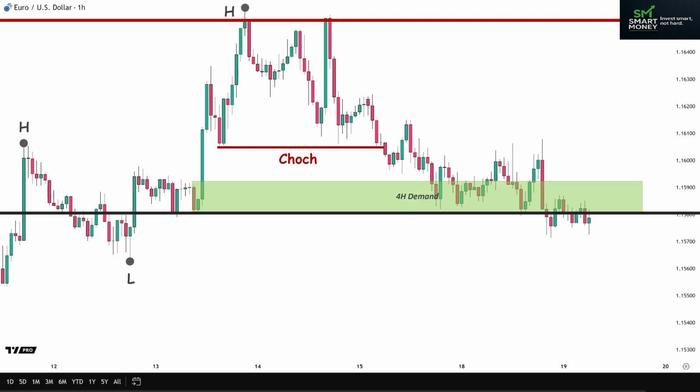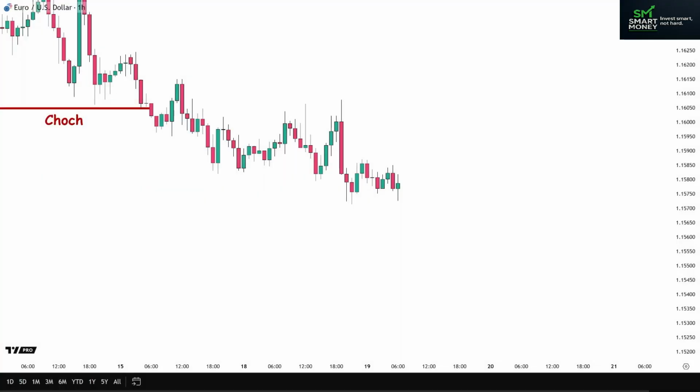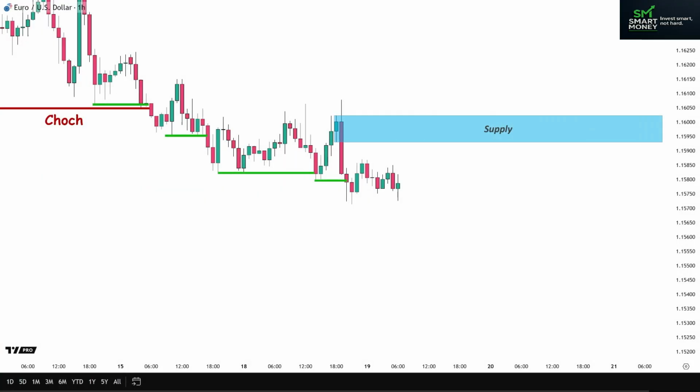Now we can see that after multiple attempts, the price finally broke below the demand zone. Now supply is in control, and both the 4-hour and 1-hour structures are bearish, so we can look for a short setup. Let's mark the breakouts and the supply zones. Here, we can also mark these equal highs, which act as a liquidity level. This creates a great trading opportunity.